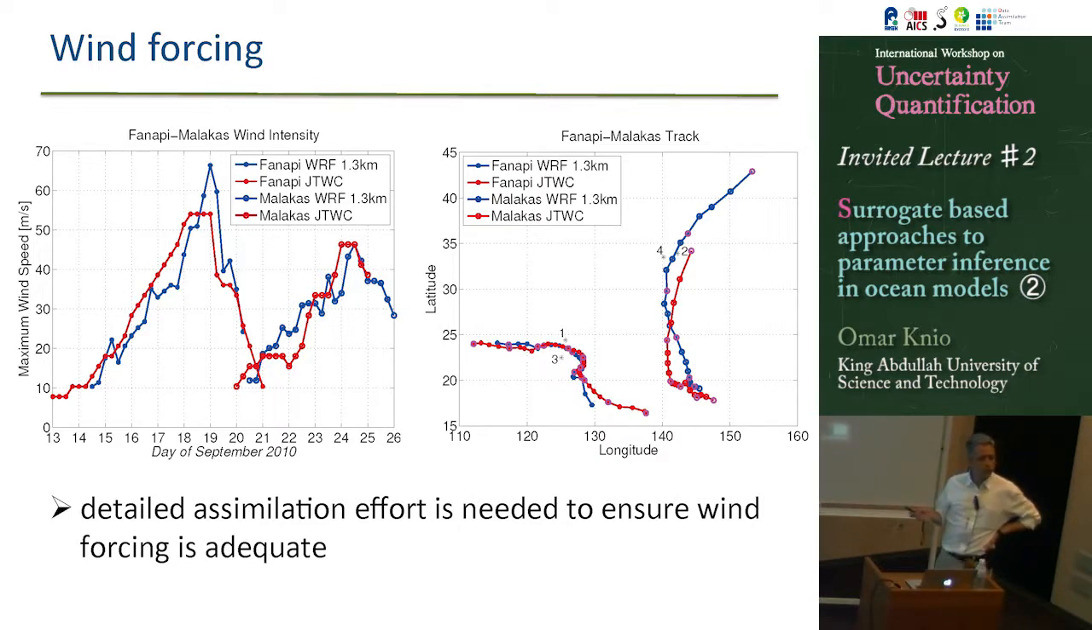And 1.3 kilometers is quite insane. I'm really not a numerical weather person, but this is much finer than you would actually need in a very good weather prediction or weather forecast, okay? And if we're looking at the tracks, then we're also doing very well. Okay, so the tracks are there.